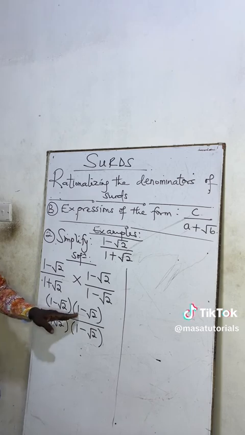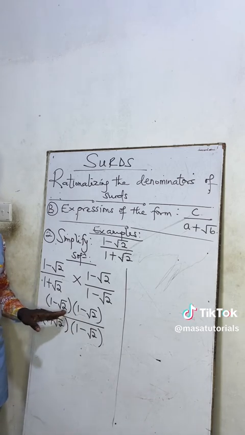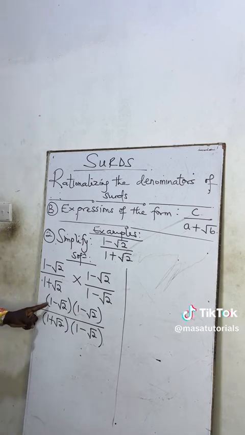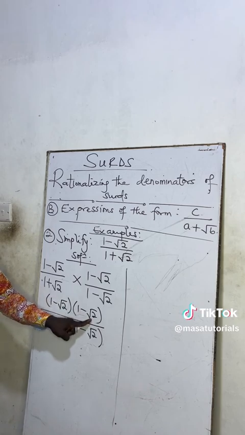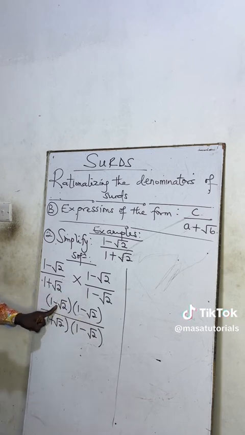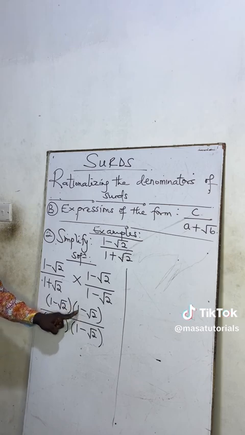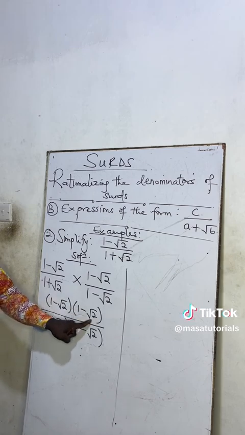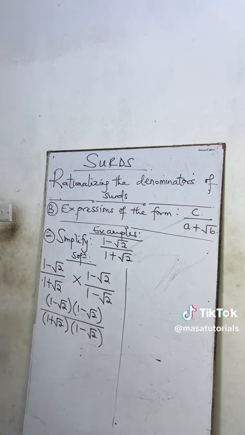So here, that's multiplication of two binomials. We apply that. This 1 will multiply 1, and the same 1 will multiply negative square root of 2. Then negative square root of 2 will multiply 1, and the same negative square root of 2 will multiply negative square root of 2. So that's what we are trying to see.